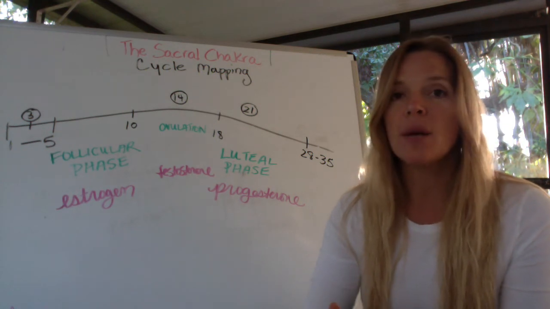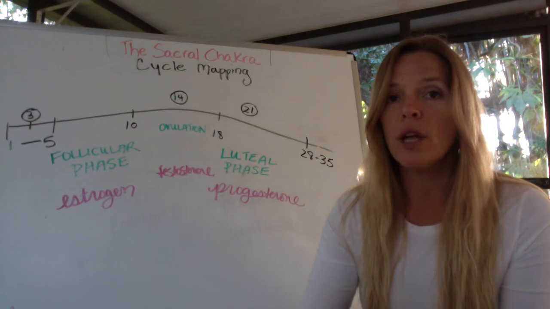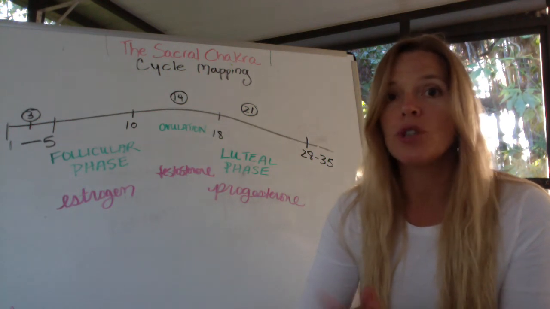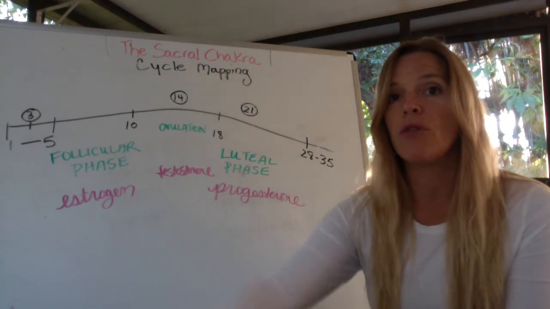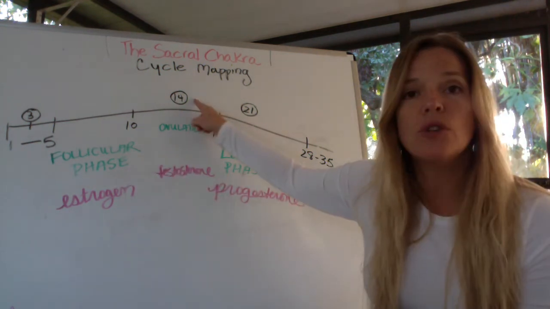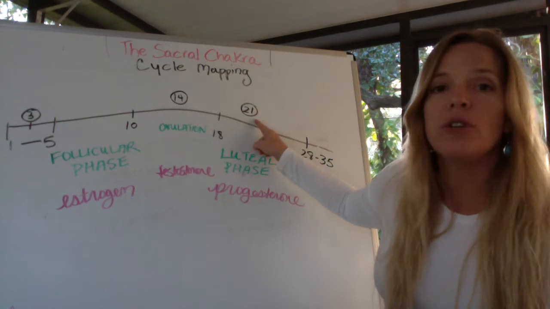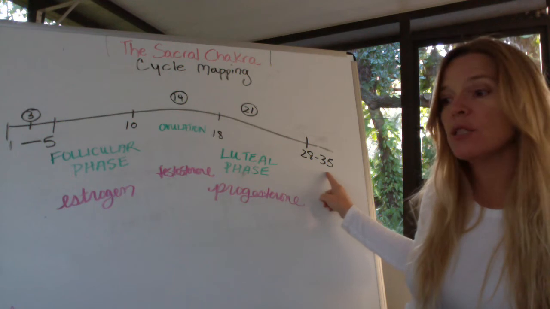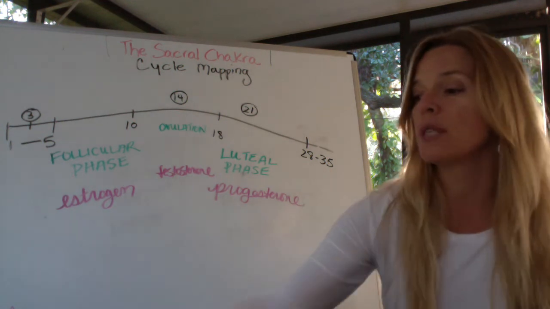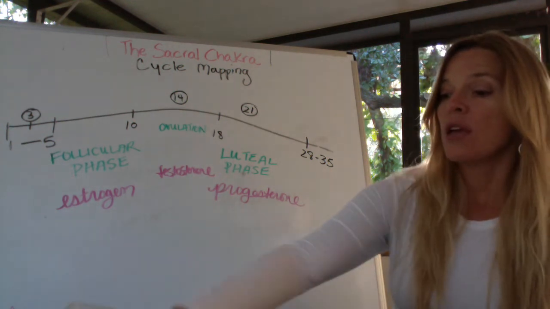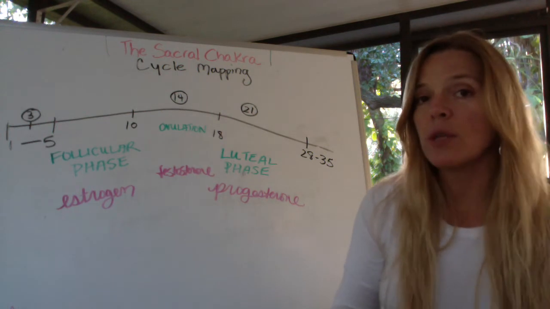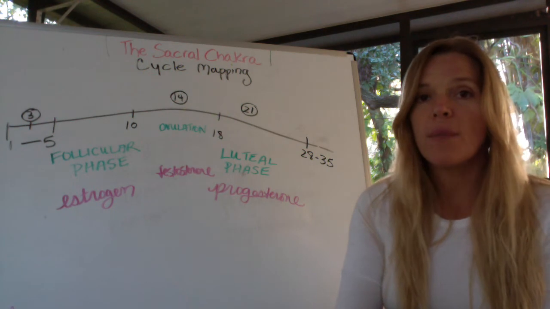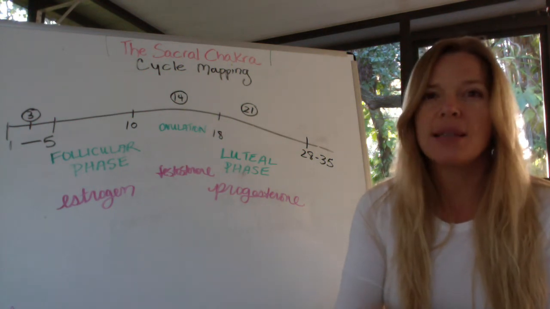Now, in order to cycle map, you have to know the date of your last menstrual period, and you're going to want to start on that very date and count 14 days into the future, 21 days into the future, and about 28 to 35 days into the future, depending on what is a normal menstrual cycle for you. Now, if you don't know when your last menstrual period was, you're going to be able to really clearly start cycle mapping once you determine that date.